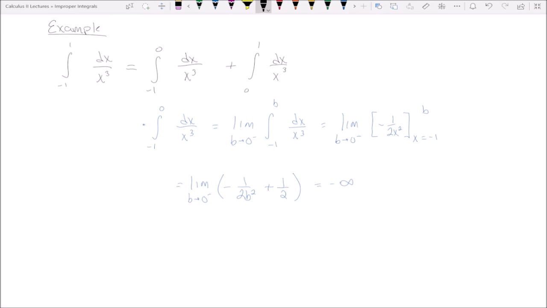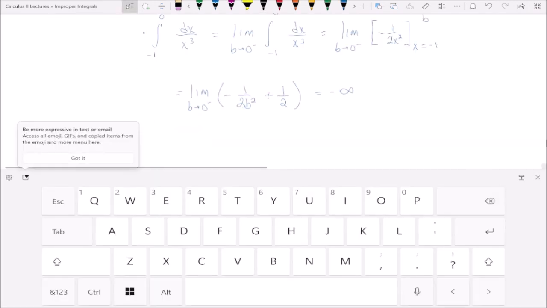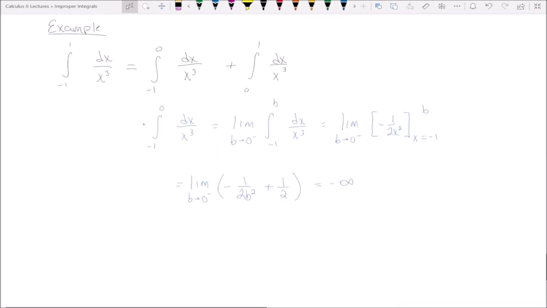We don't even need to evaluate the other integral. In order for our integral here to converge, both of these pieces have to converge. Since this piece didn't, we can conclude immediately that our integral diverges.